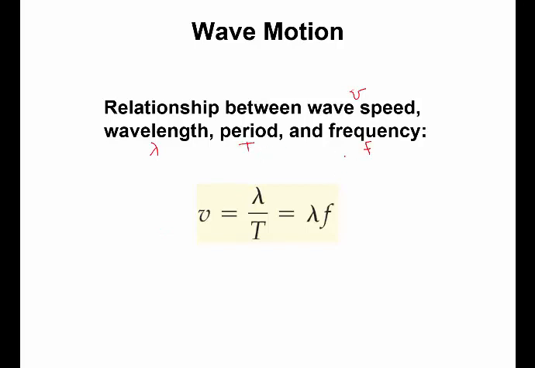Because period and frequency are related, we have two different ways of writing our wave velocity equation. It could be the wavelength divided by the period, but 1 over the period is the frequency, so it could be the wavelength times the frequency. When we talk about light, we use the same equation: the velocity of light in a medium is equal to its wavelength times its frequency.